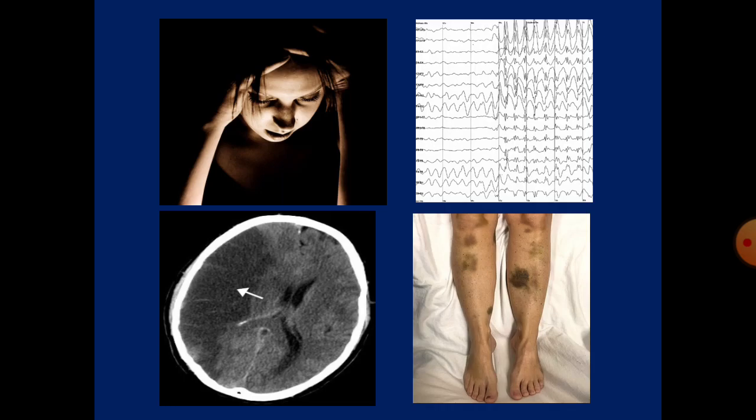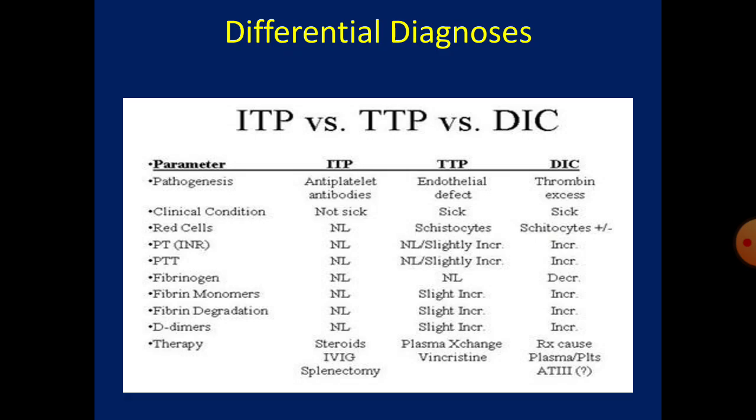And as you see, this patient presented with headache, or this is the large thrombotic stroke in the distribution of the middle cerebral artery. And this patient has convulsions, and this is a bleeding tendency in the lower limb.